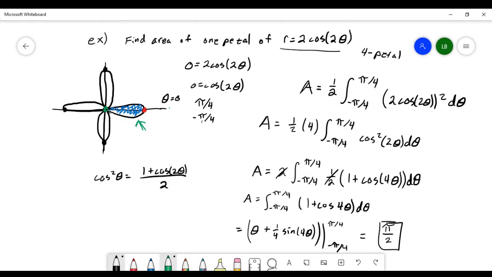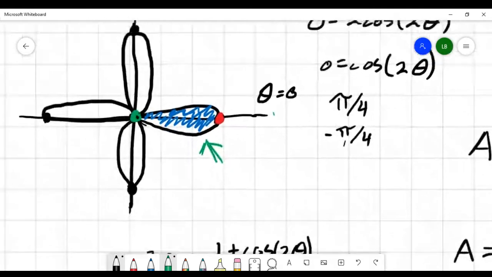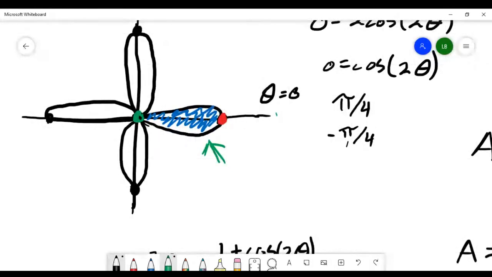As far as checking the various angles, I looked at this blue shaded portion, one petal, and I said, well, that looks like it starts with a radius equal to 0, and it also ends with a radius equal to 0. So I took my equation r equals 2 cosine 2 theta, and I replaced my radius with the 0. And then I just solved for this.